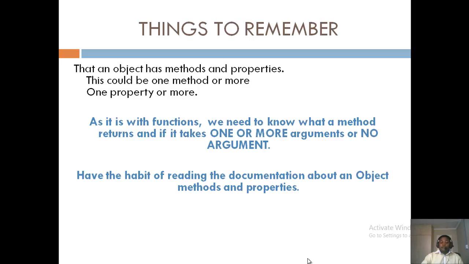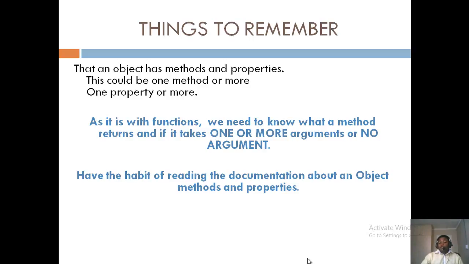So here's the things that I want you to remember. An object has methods and properties, and of course this could be one or more methods or one or more properties. Because objects are just like functions, we need to know as developers what a method returns. Just like a function will be expected to return a certain value of a certain type or a certain object. So it's very important that we also know exactly what we get back from a method. And of course a method might return absolutely nothing, so it's very important for us to understand what we get back. Do we get something from the method? Does it return something, or does it not return anything?